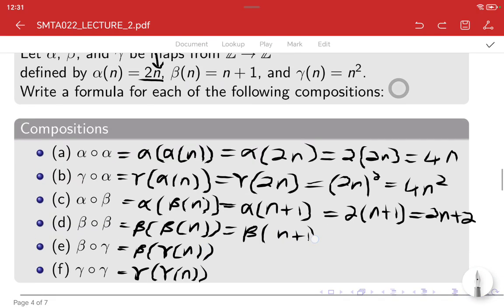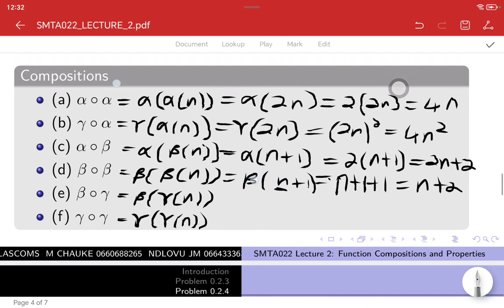And then this will be equal to, beta is defined as n plus 1. So when we see n plus 1, we're going to put n plus 1. There on n, apply the n plus 1. The other one is coming there, from the equation. So this would be n plus 2. This will assist us when we apply associativity and closure on those other problems that will be coming next.